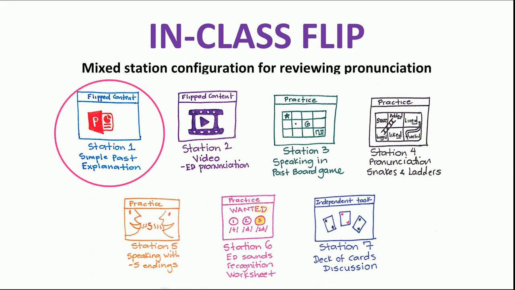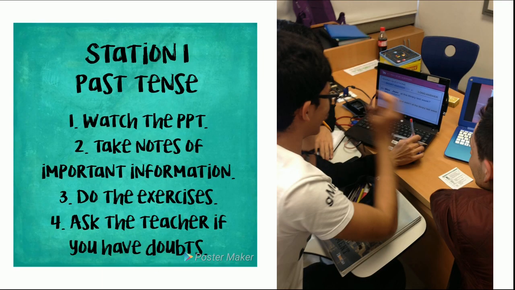As this was a flip station, the content, which was simple past tense, was set up through a PowerPoint presentation. Students were encouraged to work in pairs or individually, and they were also given choice in the specific aspects they needed to work on. Thus, the presentation had a list of subtopics they could choose from. Within the instructions, they were asked to take notes and do the embedded exercises in the PowerPoint. And when in doubt, they asked me for further clarification.